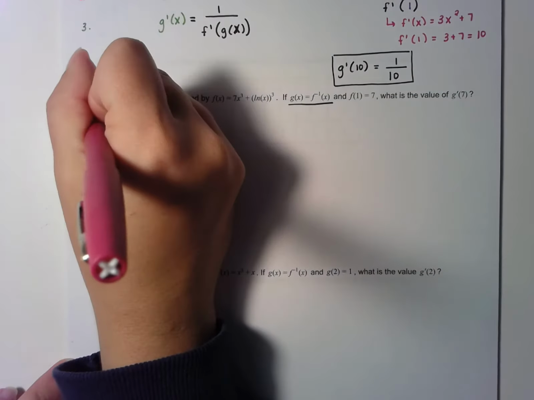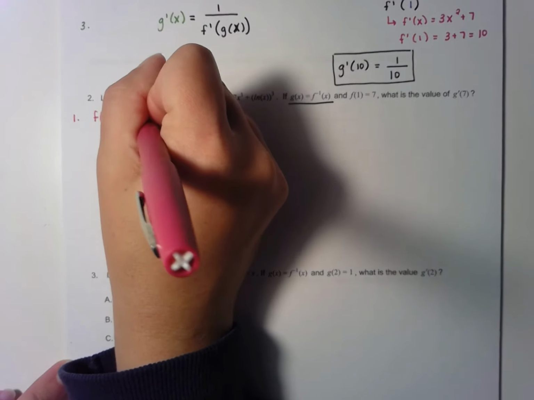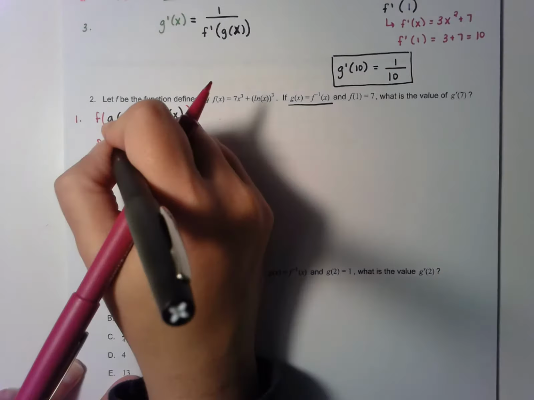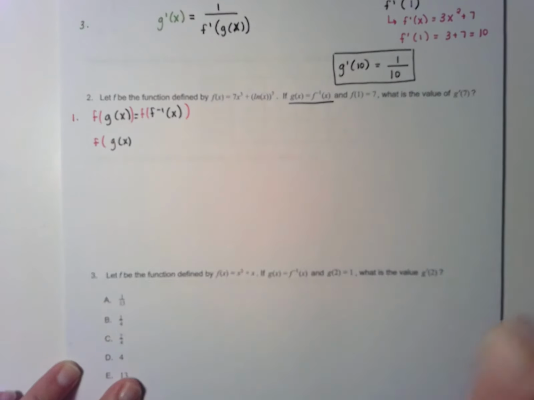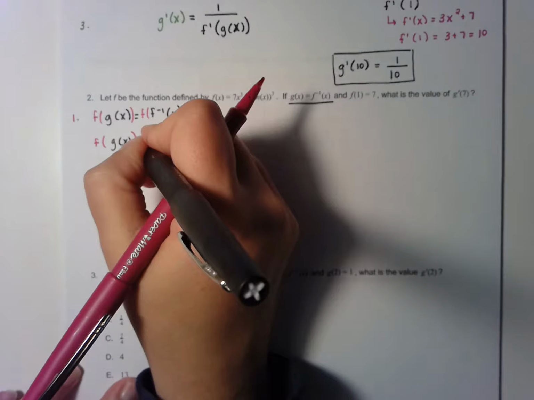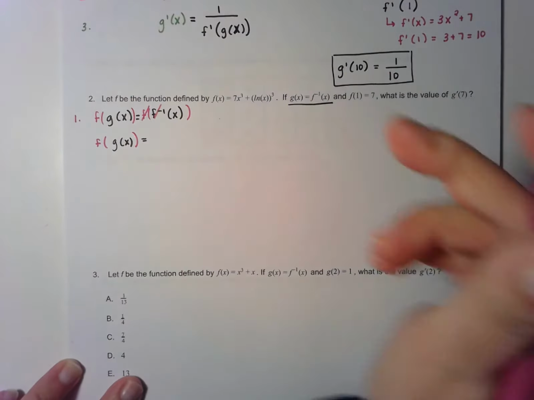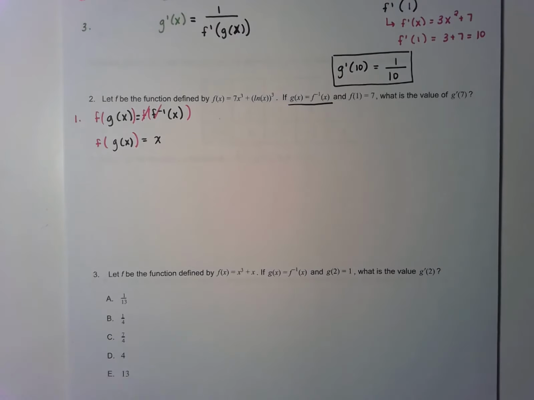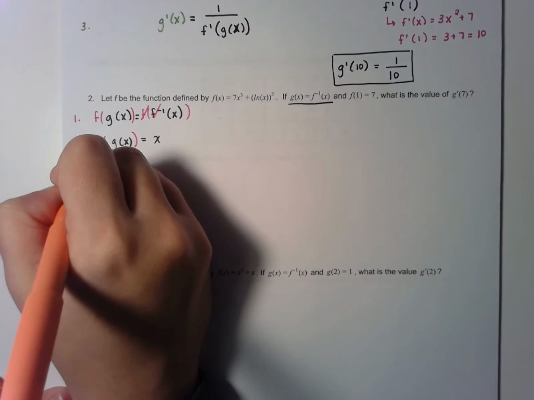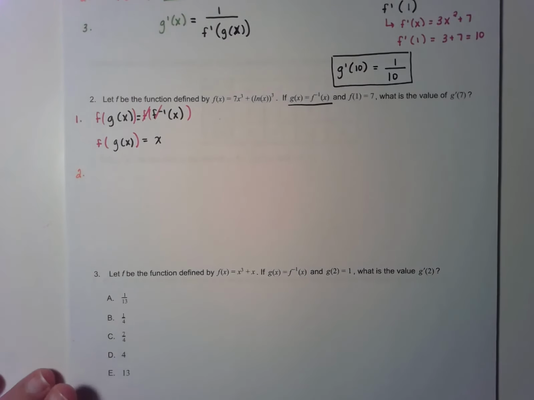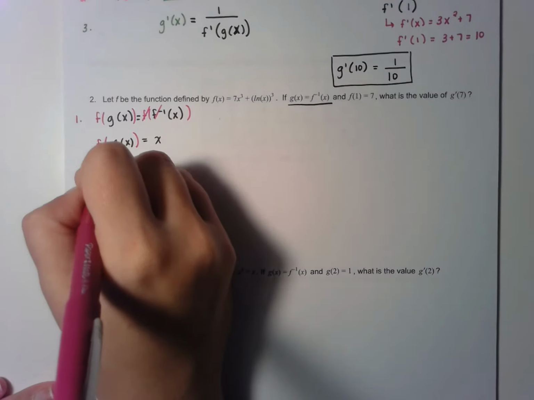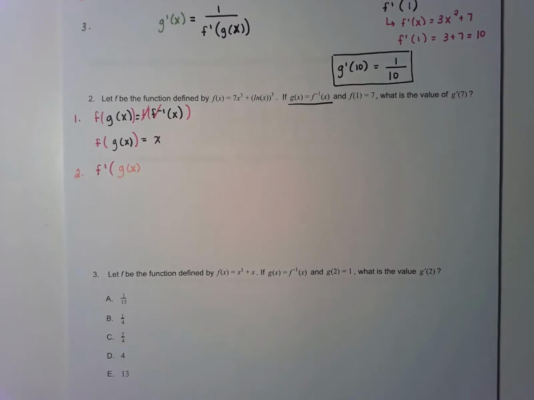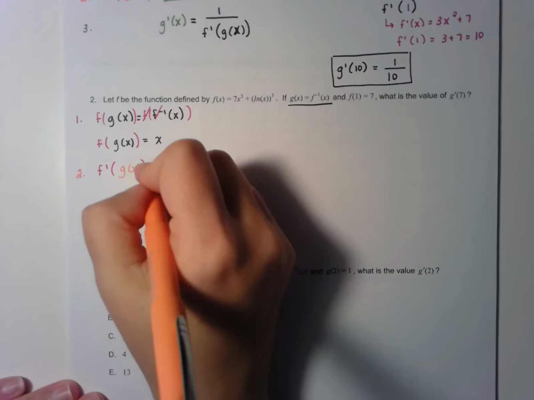In order to get rid of the inverses, I'm going to just apply f to both sides, which means I'm going to have f of g of x equals, and on the other side, the f and the f inverse cancel, so it's just x. Not cancel, but kind of undo each other because they're inverse operations, they're inverse functions. Step number 2 is find the derivative using chain rule. So chain rule says take the derivative of the outside, leave the inside alone, then multiply by the derivative of the inside.